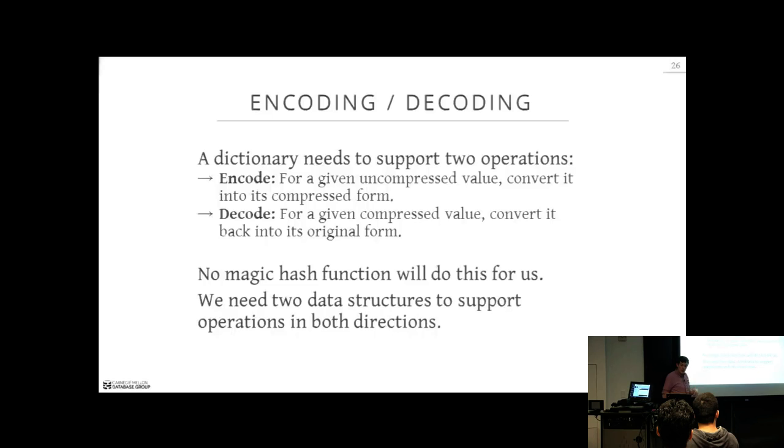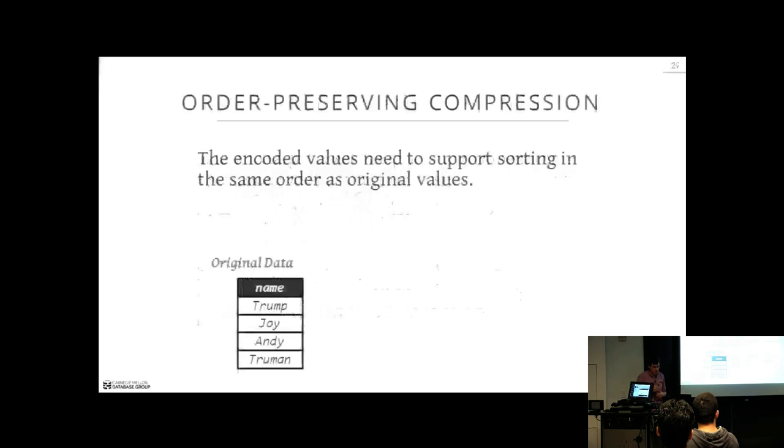We're going to have to use two different data structures. The key thing, though, is that we want our dictionary of encoded values to preserve the order of the original values. What I mean by that is, if we sort the original values in a certain way, like lexicographical sorting, we want the encoded values to end up with the same sort order. This is going to be important for the range queries that we want to support.